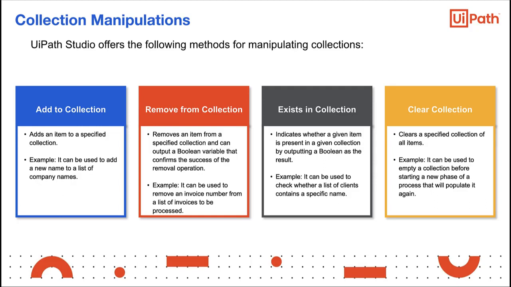Exists in collection indicates whether a given item is present in a given collection by outputting a Boolean as the result. For example, it can be used to check whether a list of clients contains a specific name. Clear collection clears a specified collection of all items. For example, it can be used to empty a collection before starting a new phase of process that will populate it again.